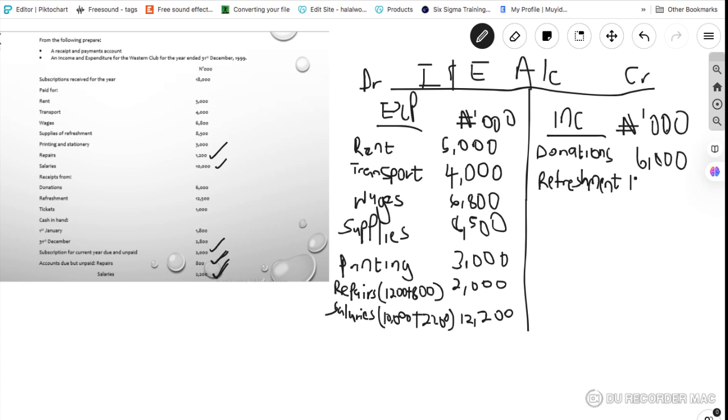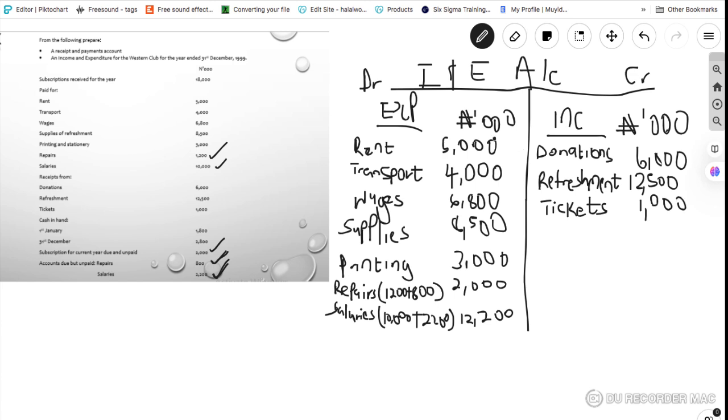That's 12,500,000. Okay, so for tickets, tickets for meal or tickets for events, we have 1 million.